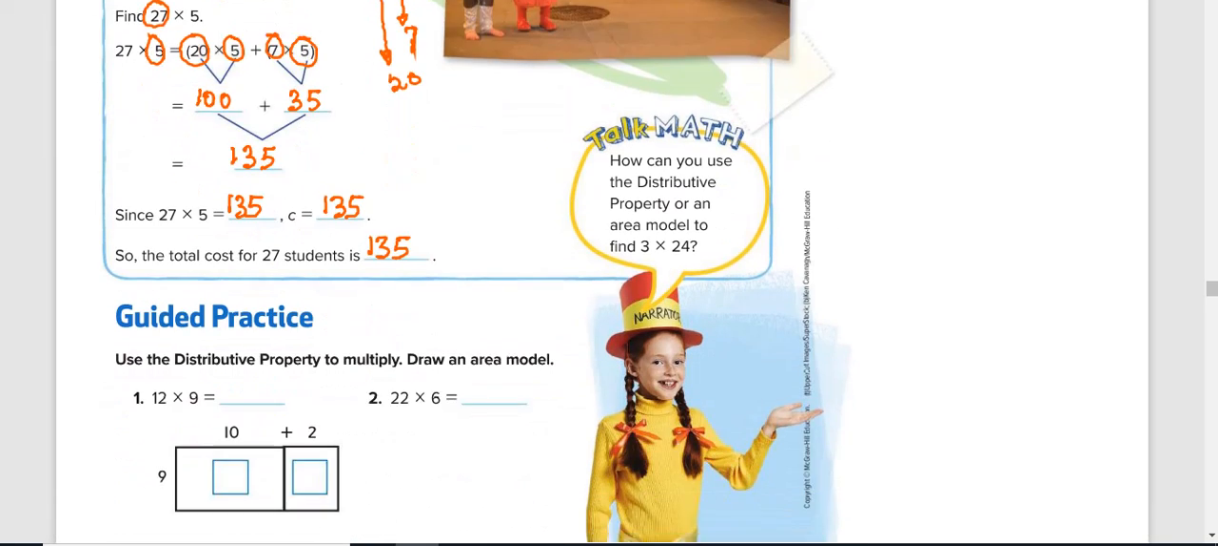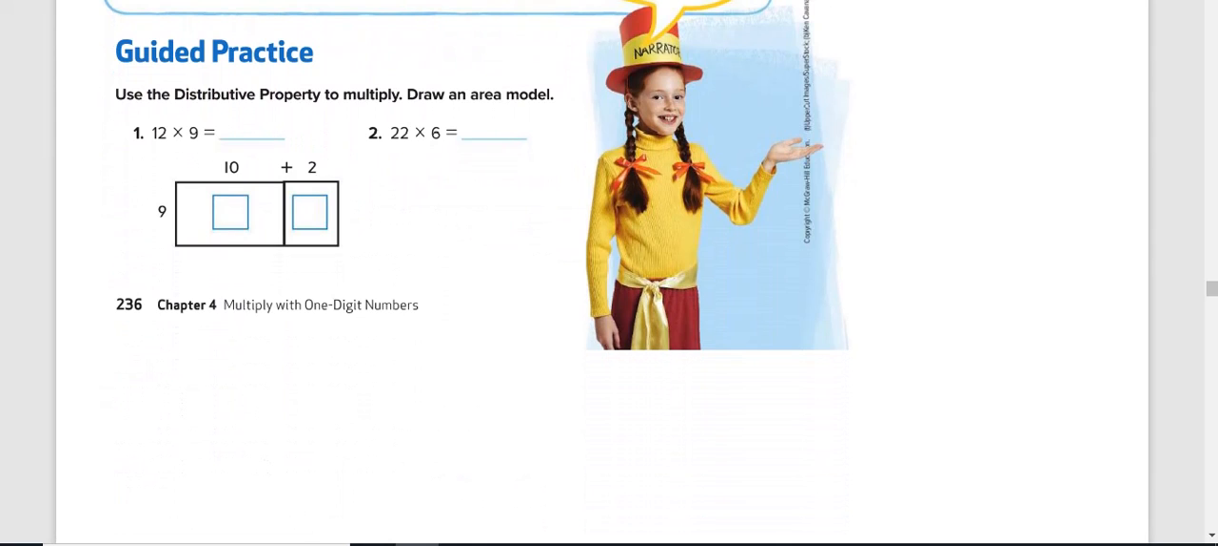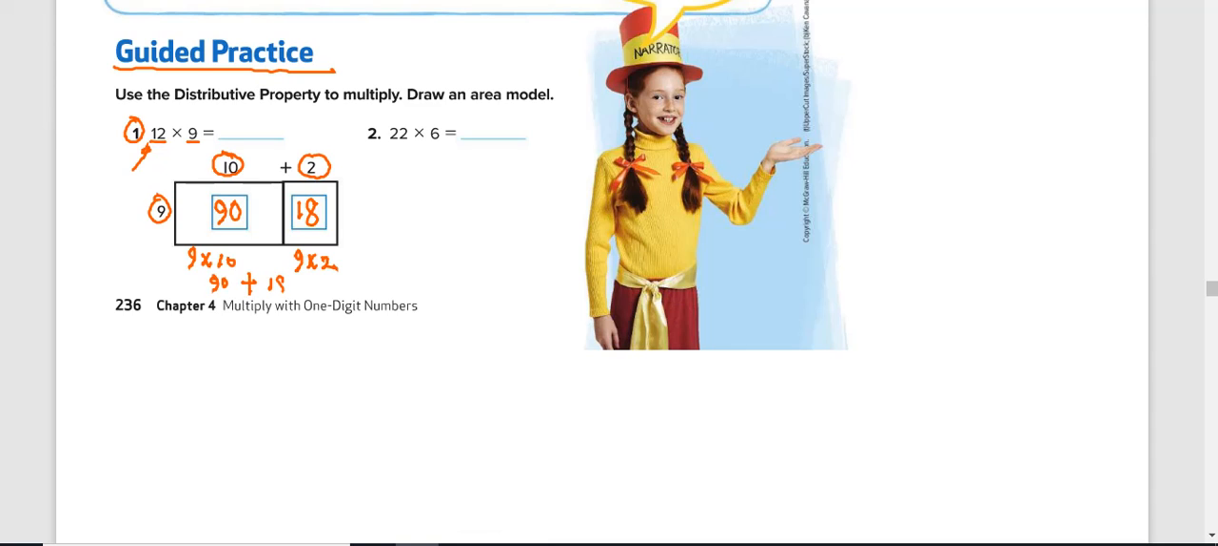Okay, so pause the video and take a look at this guided practice and check back to see if you are correct. So question 1, we have 12 times 9. Here's the two-digit number 12, which is separated into 10 and 2. Here we have the 9, so we're going to have 9 times 10 and 9 times 2. 9 times 10 is 90, 9 times 2 is 18. Next, I'm going to do 90 plus 18. 8 plus 0 is 8, 9 plus 1, 10. 108. Final answer.